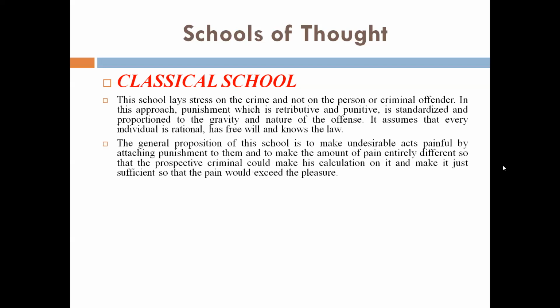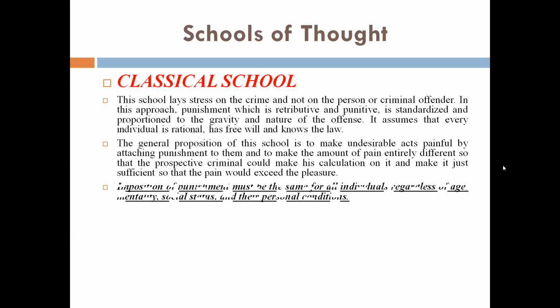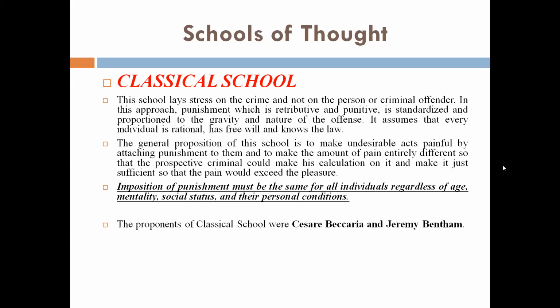In addition, under the classical school, the general proposition is to make undesirable acts painful. What are examples of undesirable acts? Like committing crimes. What are examples of crimes? Theft, murder, rape, adultery, and so on and so forth. By attaching punishment to them, the amount of pain is made such that the criminal could make his calculation and find that the pain would exceed the pleasure. Another, the imposition of punishment must be the same for all individuals, regardless of age, mentality, social status, and their personal conditions.